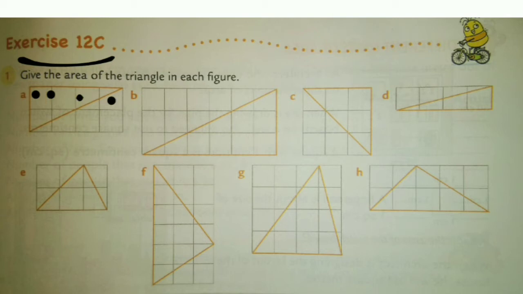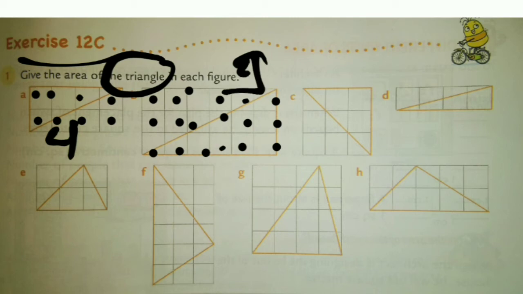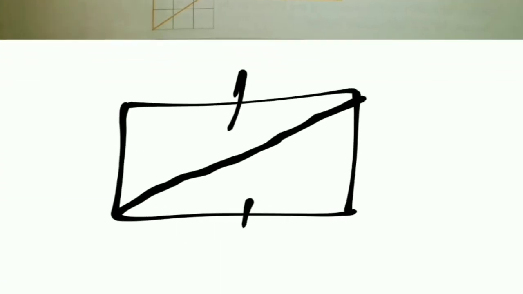1, 2, 3, 4, 5, 6, 7, 8. It means total 8 boxes. 8 boxes means what is the area of triangle? That is 4. 4 square unit. In this one, 1, 2, 3, 4, 5, 6, 7, 8, 9, 10, 11, 12, 13, 14, 15, 16, 17, 18. 18 half is 9. 9 square unit. Like this we have to find all the areas of triangles.